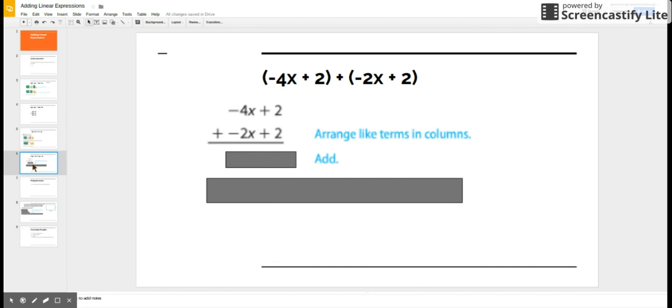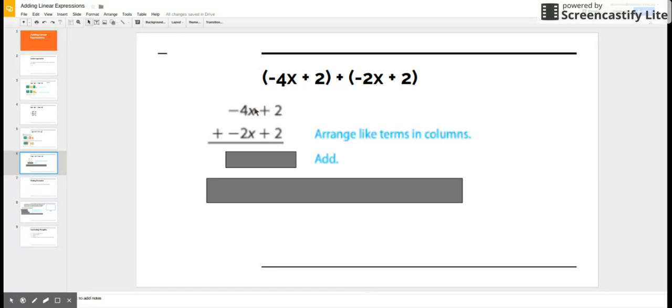All right, here's our next example. We have negative 4x plus 2 plus negative 2x plus 2. So I'm going to arrange them in columns. So you need to be very careful when you write this down. Make sure you don't mix up your negatives. Make sure you don't forget any. On paper, I like to make this plus sign really big so that I can differentiate between pluses and negatives.